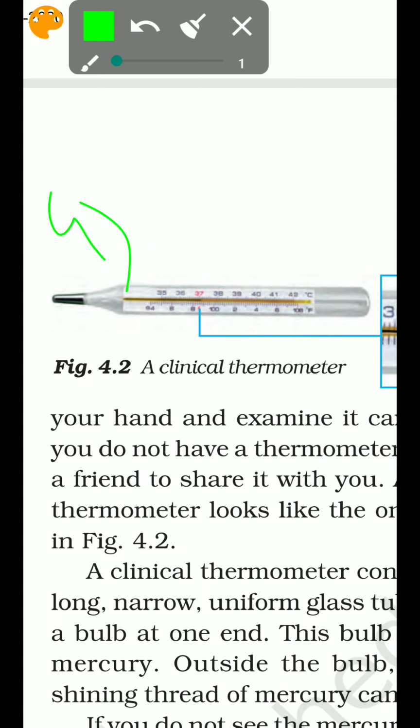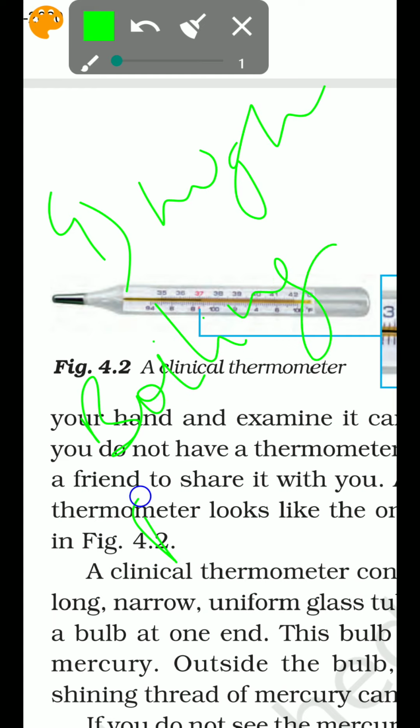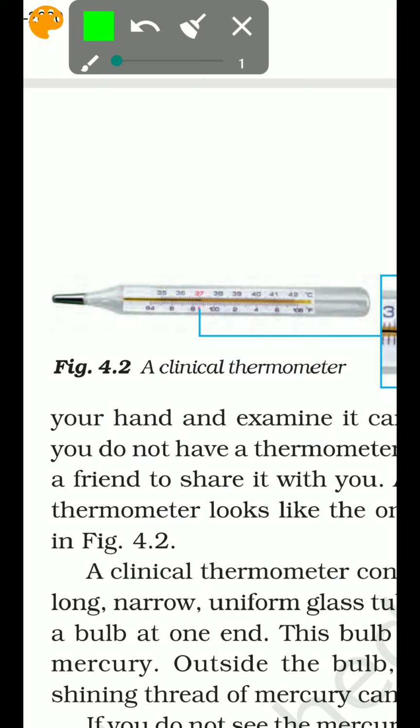The fourth one is it should have a high boiling point. The reason behind that is, if the boiling point is very low, and it gets a large amount of heat, it will start to boil up, and the glass body of the thermometer will burst. Understood? So we have to take a liquid which has a high boiling point, and mercury's boiling point is also very high. That's why we take it.